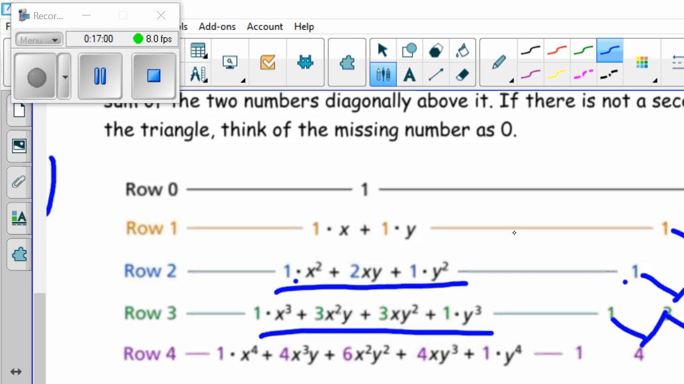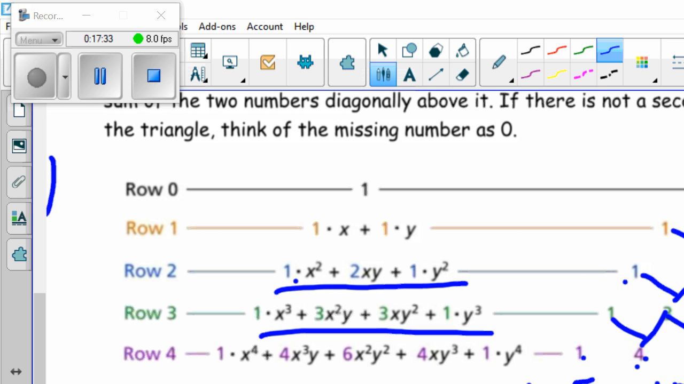So it says use Pascal's triangle to expand x plus y to the 6th power. Well, let's do the 5th row. x plus y to the 5th. I'm going to expand my row out. Okay, so I know I would have a 1 and then a 5, because 1 plus 4 gets me 5. 4 plus 6 gets me 10. 4 plus 6 gets me another 10. 4 plus 1 gets me 5, and then my 1.